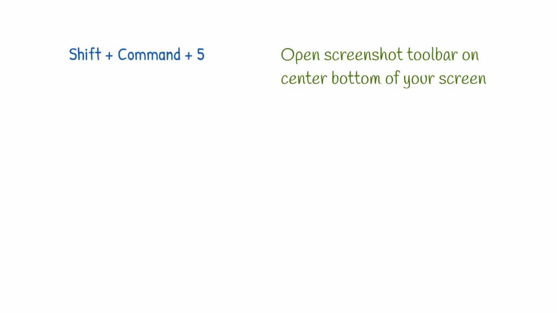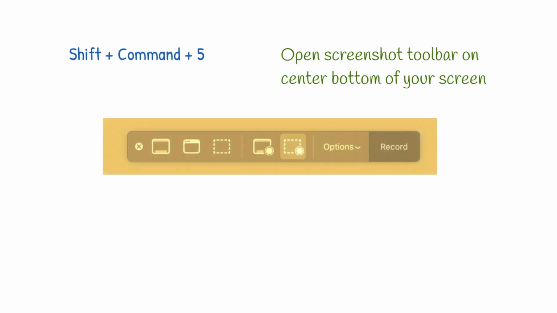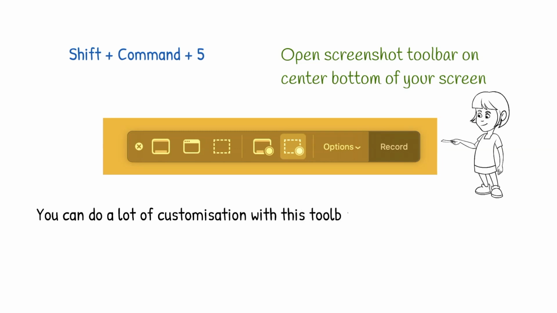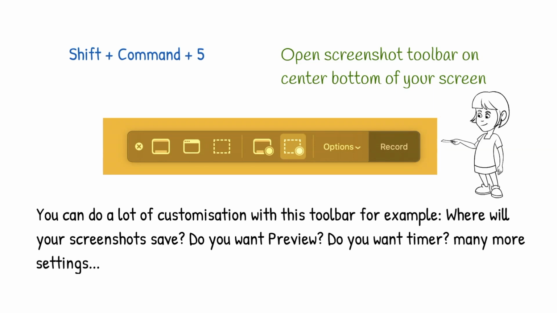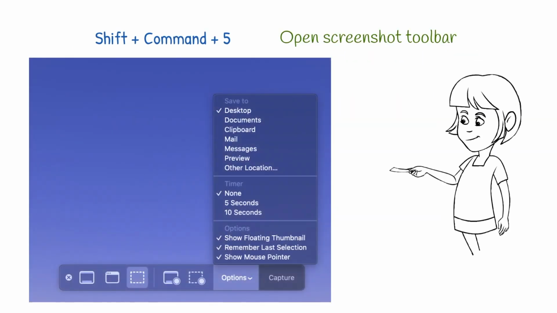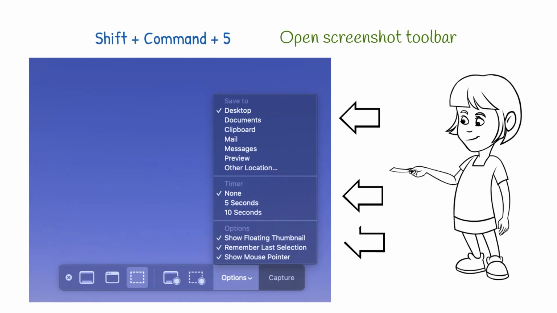For custom settings of screenshots taken with the help of keyboard shortcuts, we can use the screenshot toolbar, which can be opened using shift plus command plus 5, and it will look like this. We can do a lot of customization with this toolbar. For example, you can decide where your screenshot will be saved. You can also decide if you want to see the preview before saving the screenshot, or set the timer, using options like this. You can explore the other options here.